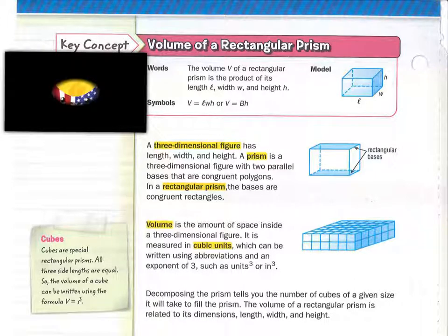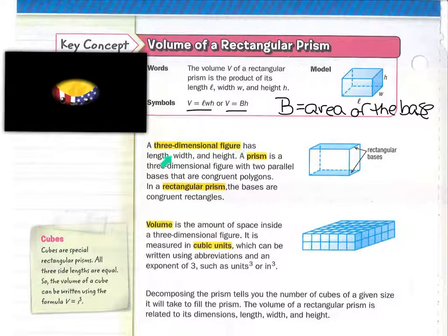Hi. Freddie gave you a pretty good definition of the volume of a rectangular prism and the formulas. You can use either of these formulas. I do want you to realize that B, like a capital B, that means the area of the base. Okay, a three-dimensional figure has length, width, and height. So it has length, width, and height.